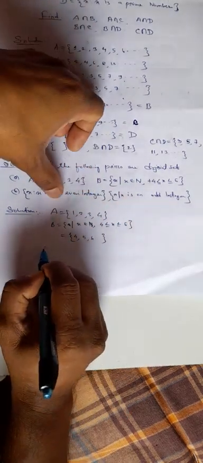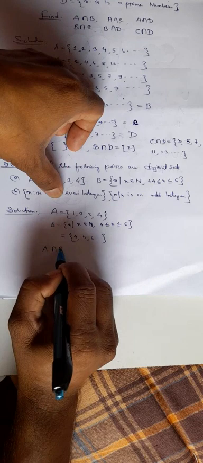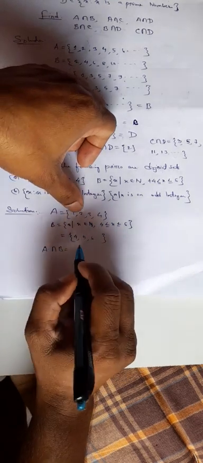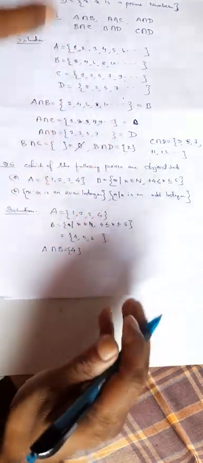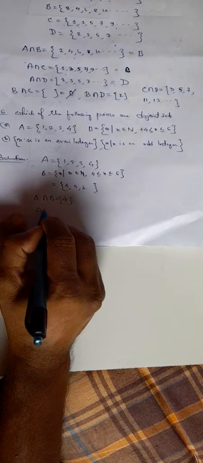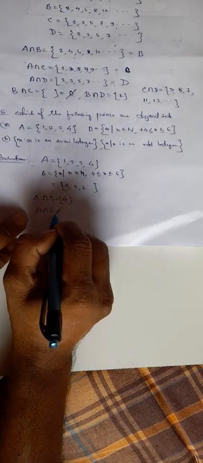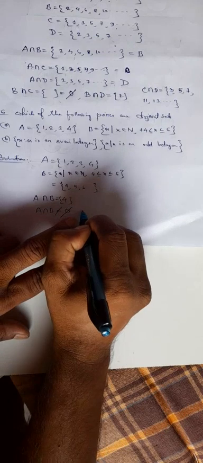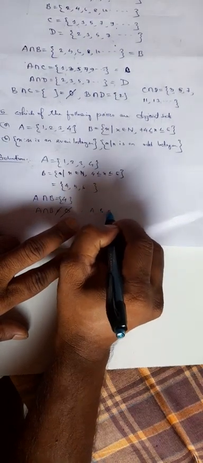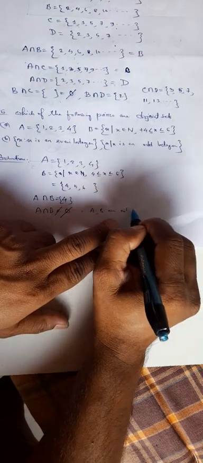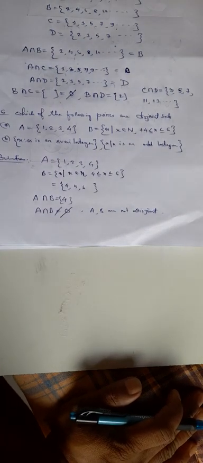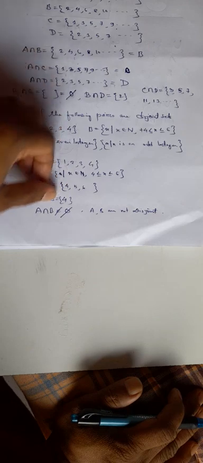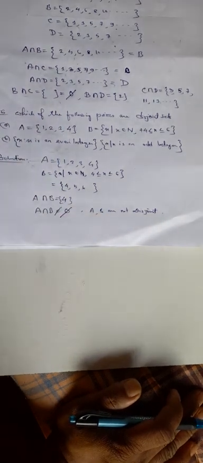So what is A intersection B? Here A intersection B means common elements of A and B, which is 4. So since A intersection B is not equal to the null set, it's not a null set. Therefore A and B are not disjoint. Disjoint means they have no connection, there is no common element. Now we got one common element between A and B, so A and B are not disjoint.